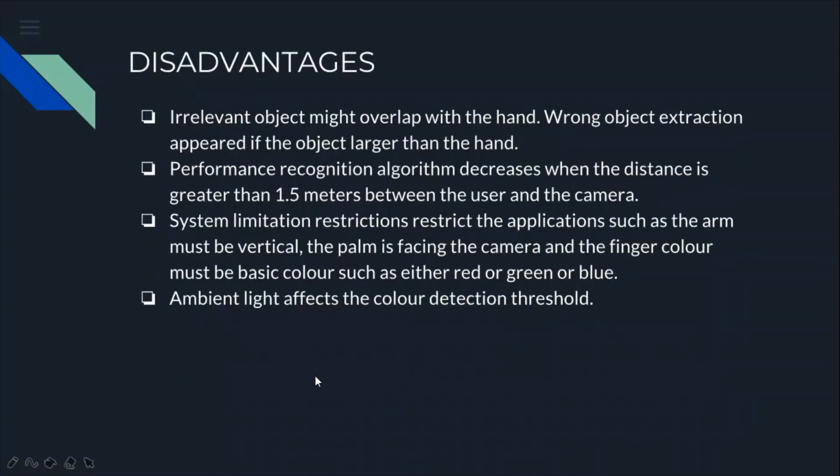There are also some disadvantages. If irrelevant objects make the interaction instead of our fingers, it will become a wrong object interaction. Also, the performance of the recognition algorithm decreases when the distance between the user and the object, like a camera, is farther than 1.5 meters. System limitation restrictions are also there, such that our arm should be vertical, the palm should be facing the camera, and the finger color must be a basic color when it comes to Android gestures. Also, ambient light sometimes affects the color detection threshold. These are the disadvantages. Thank you.